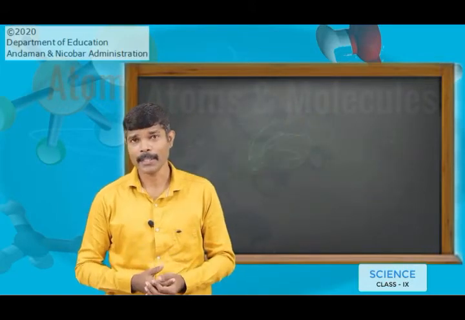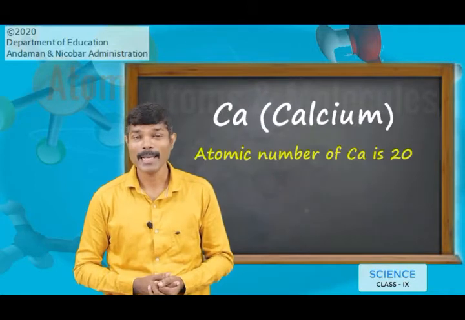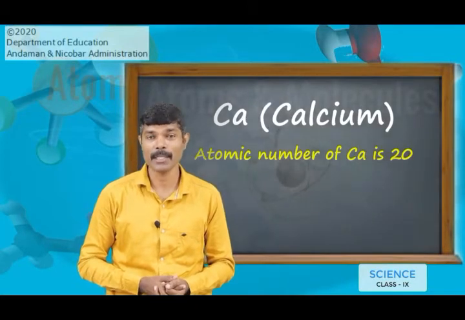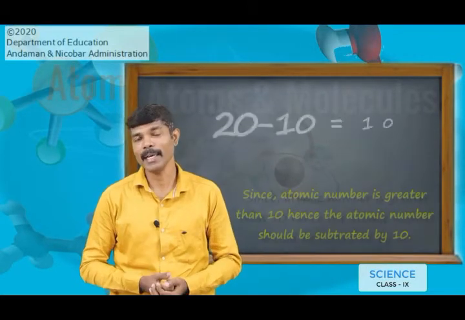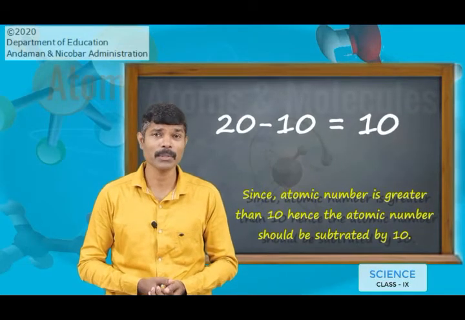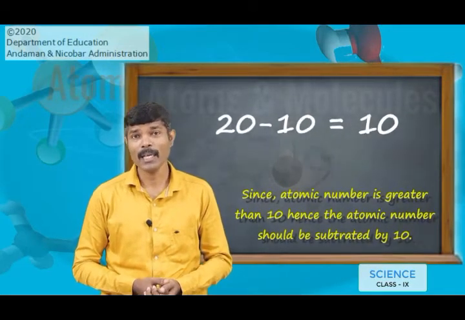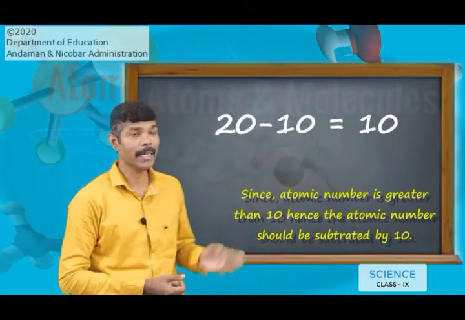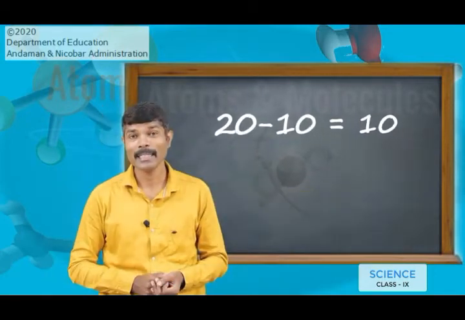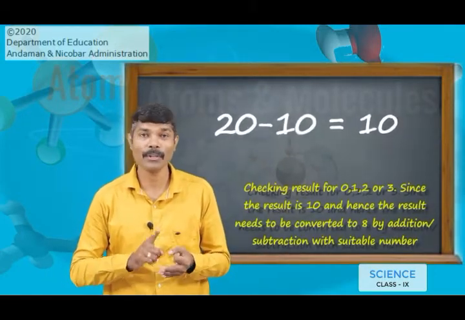Another example we will take, calcium. Calcium is having atomic number 20. So 20 is greater than 9. Once again we have to subtract it by 10. While doing so, we will get the answer 10. Here the answer is not 1, 2 or 3.